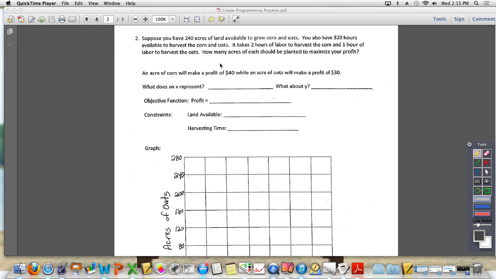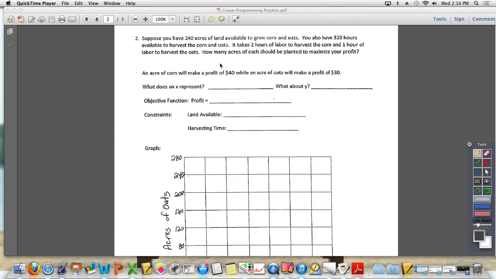What we're going to do is come up with some inequalities here. We're going to graph the inequalities, and we're going to shade. Then you're going to take that shaded region and take it one step further. So one of the first questions is, what does an x represent? In this problem, what do the x's represent?